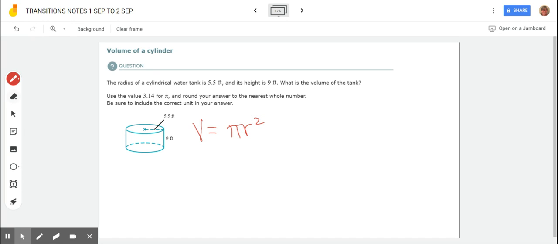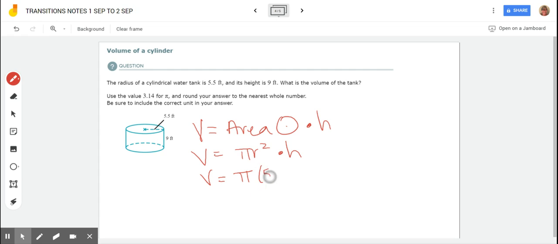Actually, I should probably write that. The volume of a cylinder is the area of the circle times the height. All right? So volume is equal to pi r squared times h. That's the formula, substitute in. What's the radius? 5.5. And the height is 9.